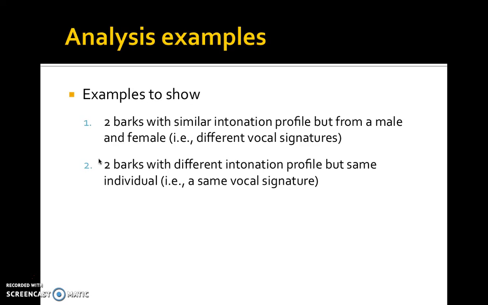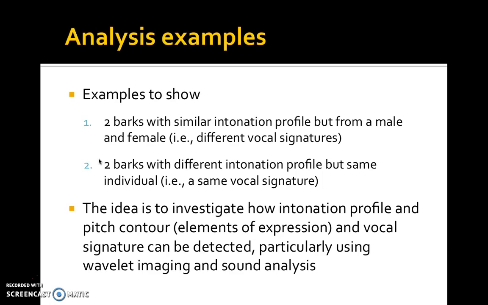Two examples to show. First one, two barks with similar intonation profile but from a male and a female. Second example, two barks with different intonation profile but same individual. The idea is to investigate how intonation profile and pitch contour, elements of expression, and the vocal signature can be detected, particularly using wavelet imaging and sound analysis.